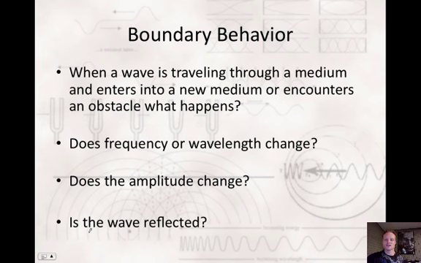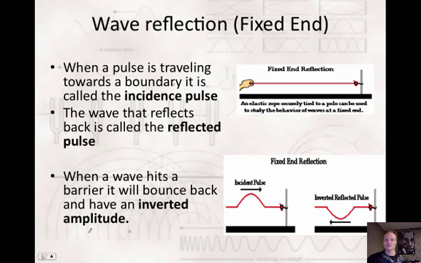So when a wave is traveling through that new medium or hits an obstacle, what happens? Does the frequency or wavelength change? Does the amplitude change? Is the wave even reflected in the first place? Those are all questions we're going to try to answer today with various scenarios that I will present to you. So let's take a look at the first scenario.